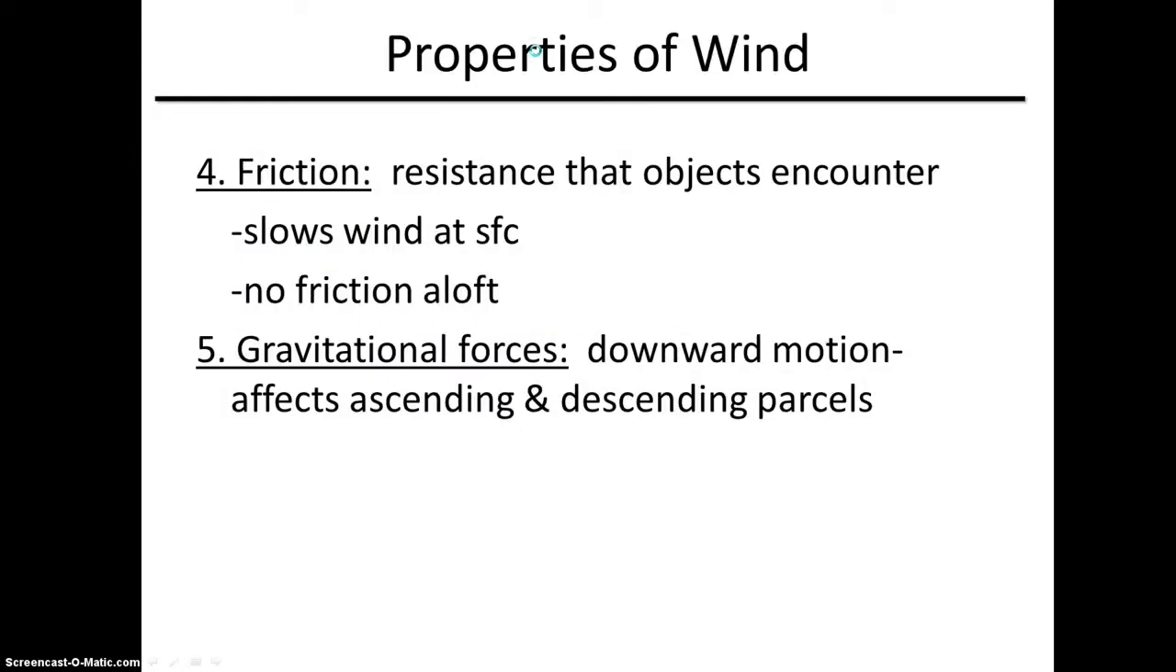So friction is another force that I was just talking about, and then there's gravitational forces, and those only affect the parcels that are rising and the parcels that are sinking. Now friction slows the winds down, but it only does it at the surface, because friction with the land or, in our case, buildings and trees and that kind of stuff will slow the wind down. So there's no friction aloft, so winds above the Earth's surface are going to be faster than winds at the surface.